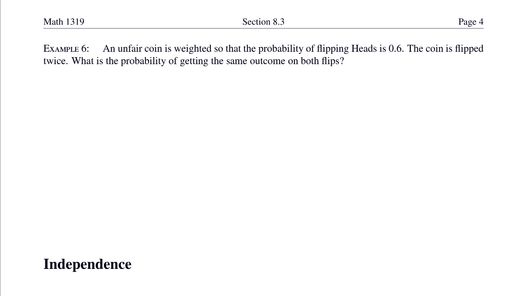And then it asks the probability of getting the same outcome on both flips. So it'd be two heads. The two heads would be 0.6 times 0.6, and the two tails would be 0.4 times 0.4. You multiply these two, and then you multiply these two. There you go. That's what I got from this chart. Yeah, how I did this one is how I did this one.